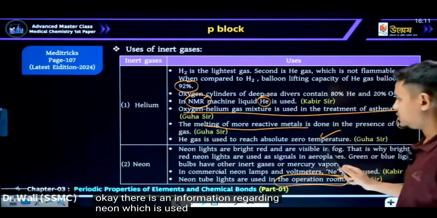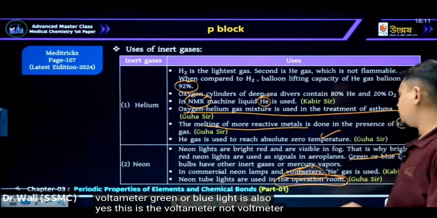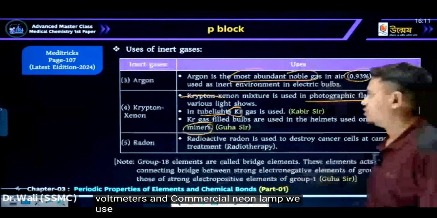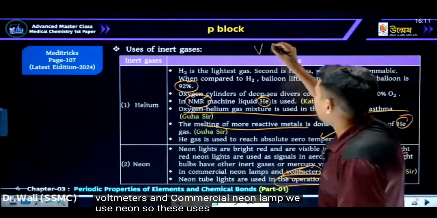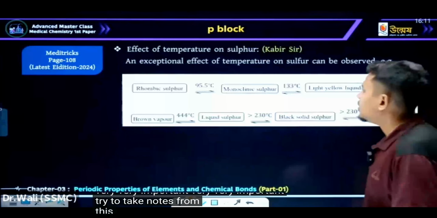There is information regarding neon, which is used in voltmeters. Green or blue light is also used. Voltmeters and commercial neon lamps, we use neon. So these uses of inert gases are very, very important. Very, very important. Try to take notes from this.